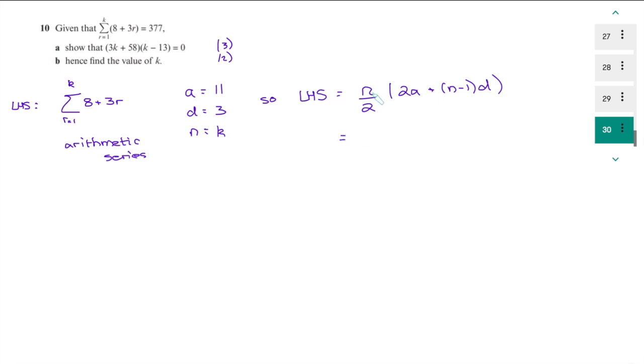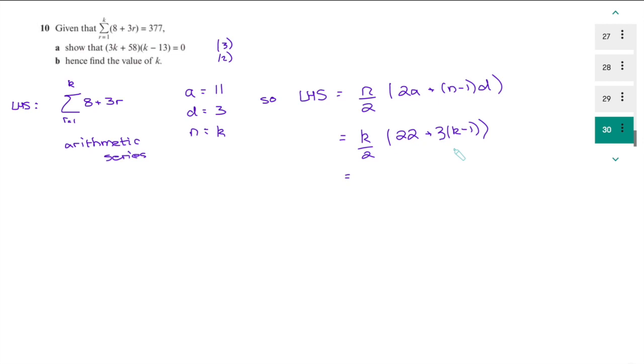So let's be careful. What's n? N is k. So we've got k over 2 times 2 lots of a's, 22, plus, again, instead of n we write k minus 1, and d. Well, d is 3, so I'm just going to pop that in the front, because that's the normal way to do it. It's just going to make it possibly slightly easier.